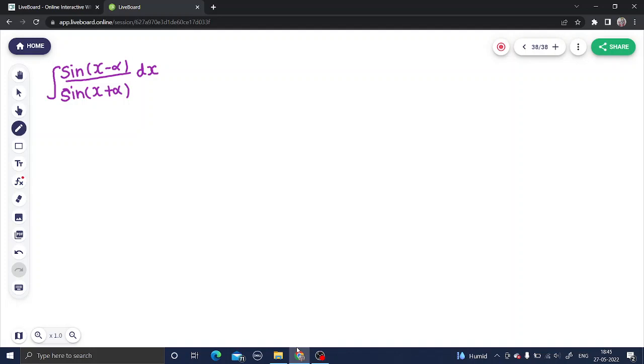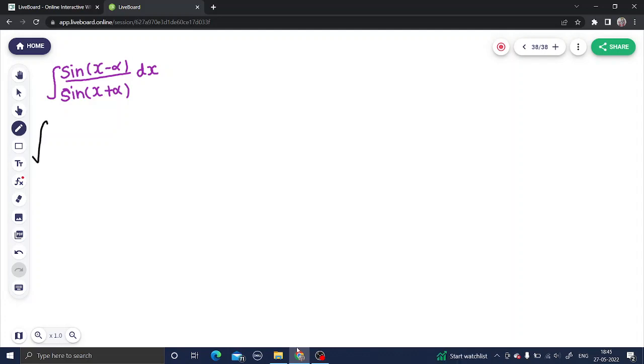Just one thing you have to keep in mind: to solve this question, try to create the denominator in the numerator. That means you have the denominator as sine of x plus alpha. Try to create this denominator in the numerator. How can we do that?